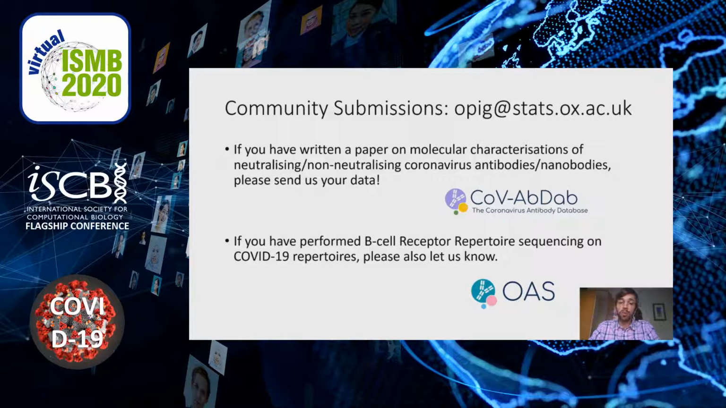So we're very keen for CoV-AbDab to become a community resource, and so if you know anyone or you personally have written a paper on molecular characterizations of coronavirus antibodies and nanobodies, and we don't currently have your data in our database, please do send us your data, because we think it would be really useful to have all of this in one place. And if you have performed B-cell receptor repertoire sequencing on COVID-19 repertoires, we would also really like to hear from you if you can publicly release your data, because we'd like to add it to our observed antibody space database too.